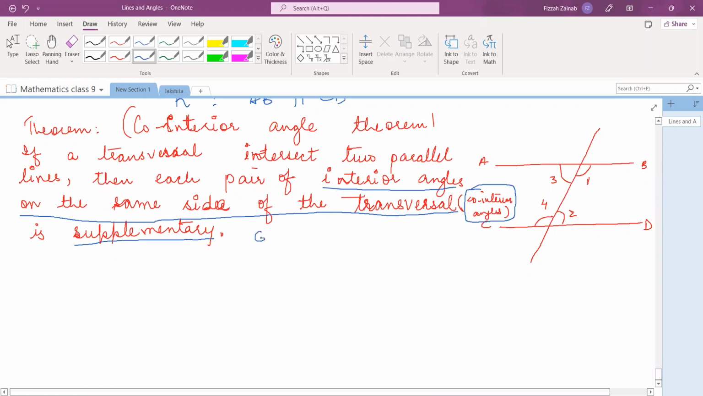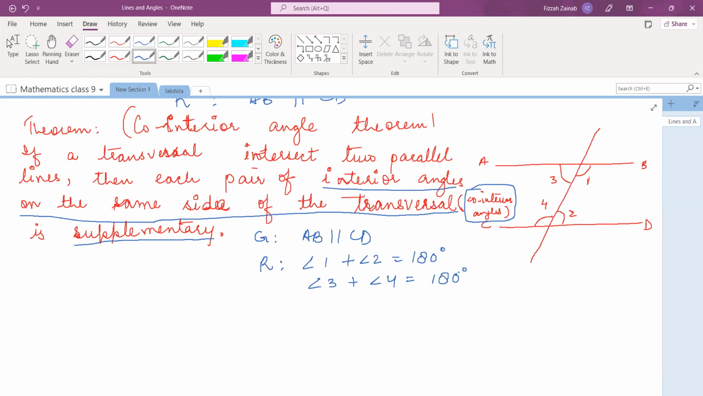So basically what is given? The lines are parallel. So AB is parallel to CD. This is the given thing. So the result is that angle 1 plus angle 2 is 180 degrees, correct? And similarly, angle 3 plus angle 4 is 180 degrees. So this pair is supplementary. This is the theorem, and plus its converse also.